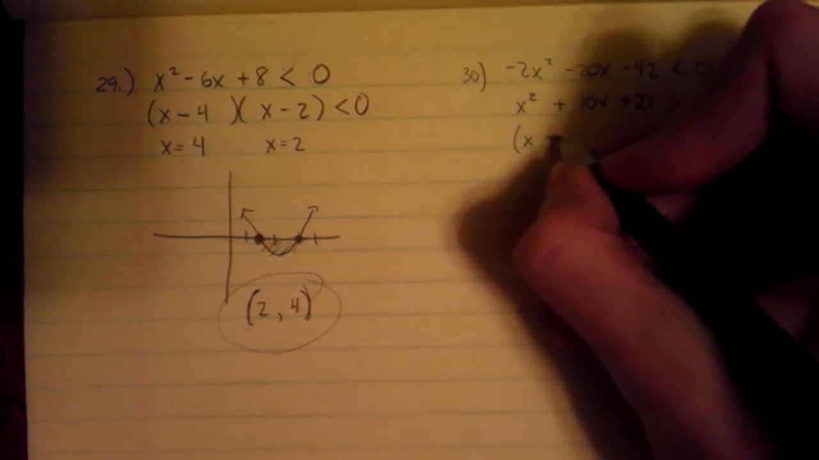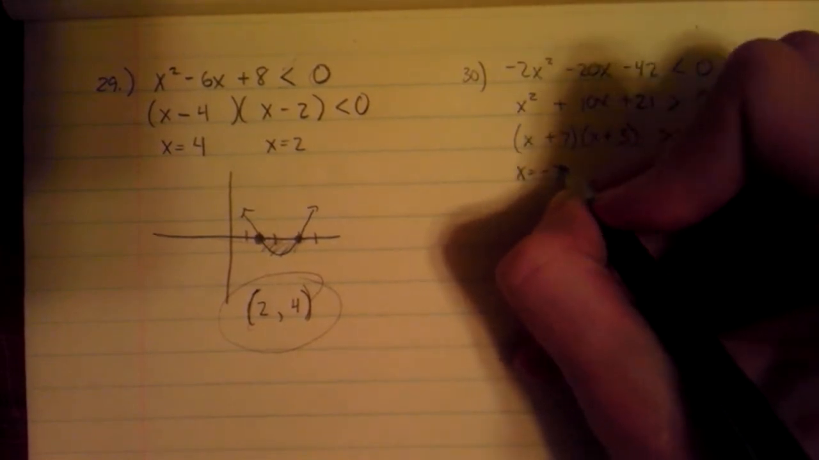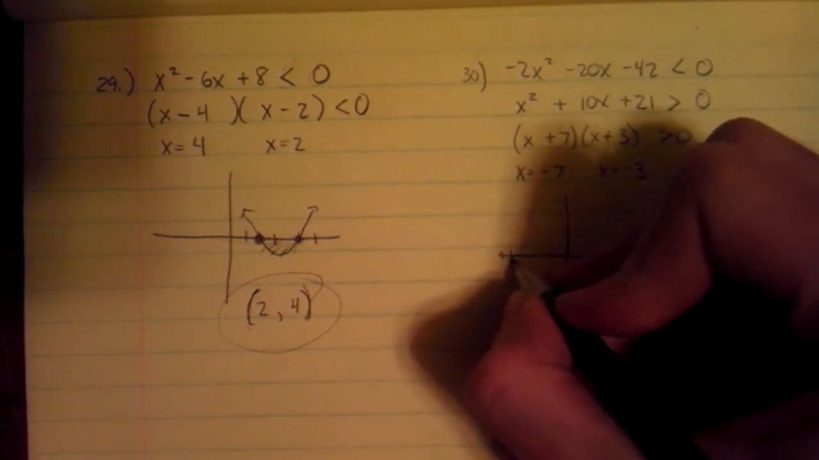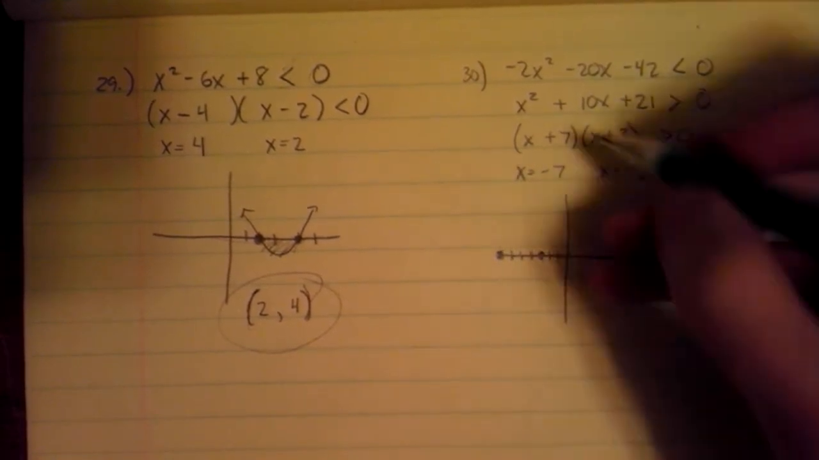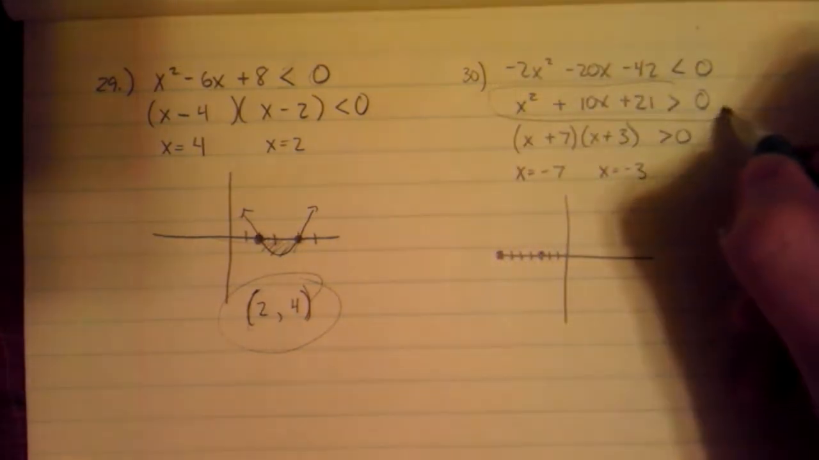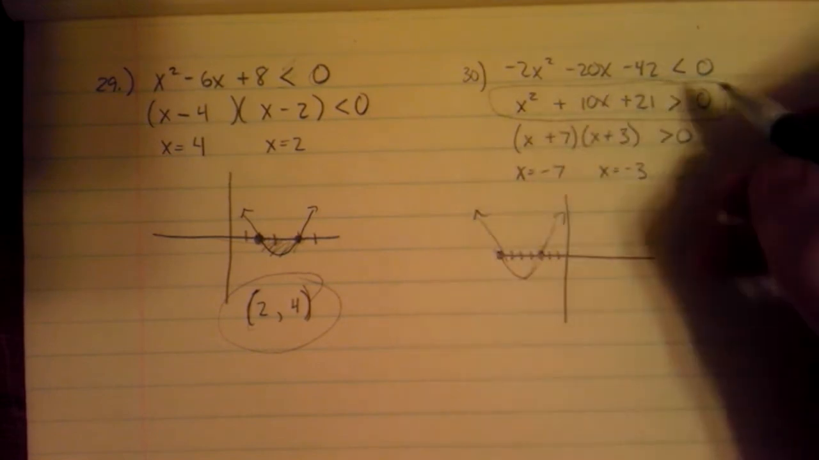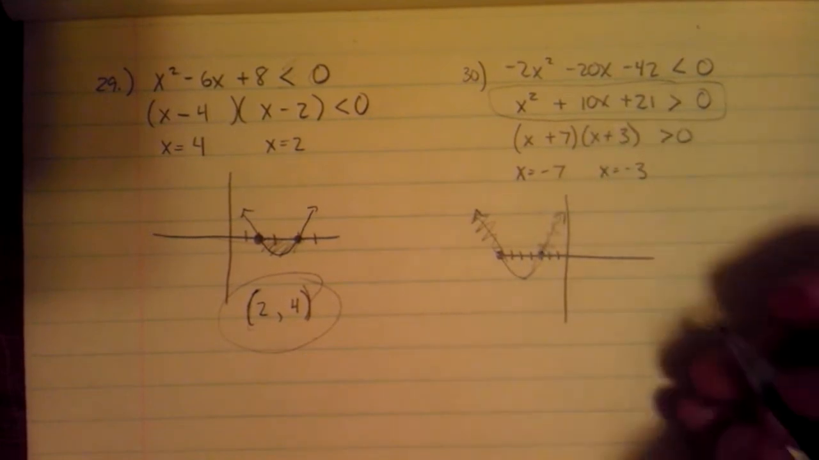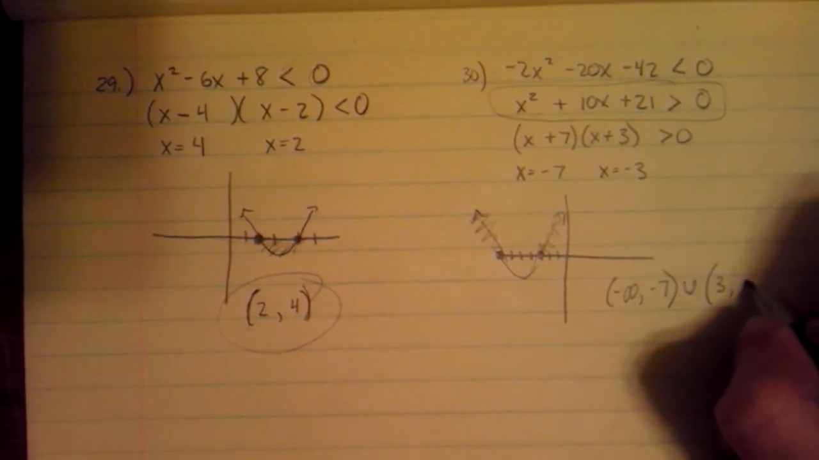So this is going to factor, again, x plus 7 and x plus 3. So I have intercepts at negative 7 and negative 3. So there's negative 3, there's negative 7. In this case, the part that I was graphing was right here. So it opens up again, like this, and I'm looking to see where is it above 0. Will that be from here over and from here over? So from negative infinity to negative 7, and from 3 up to infinity.